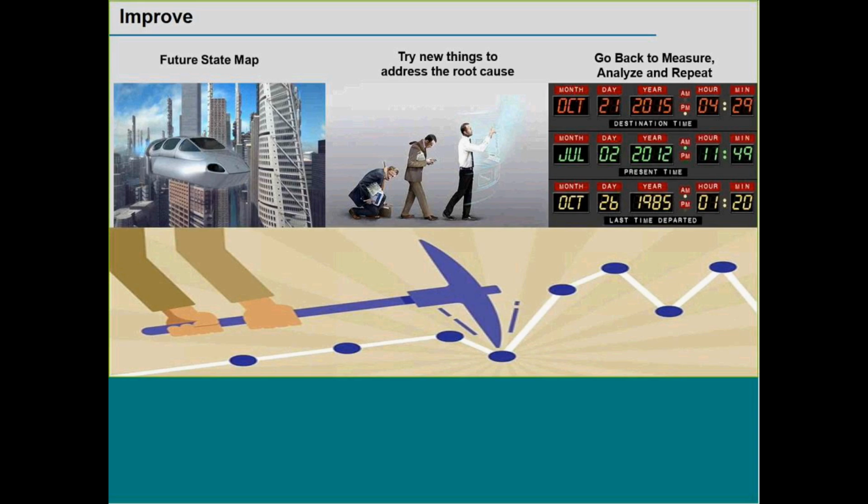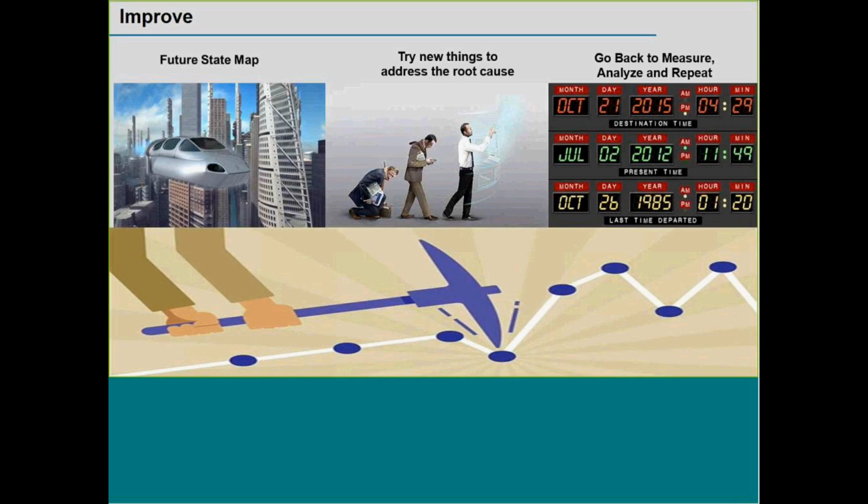Some other things that we can do in the improve phase is actually create our future state map. What is it that we actually want this to look like once we're done? And actually try new things if we're not exactly sure of the idea that we want to do. So we may have a few ideas, we pick one, and let's just try it out.